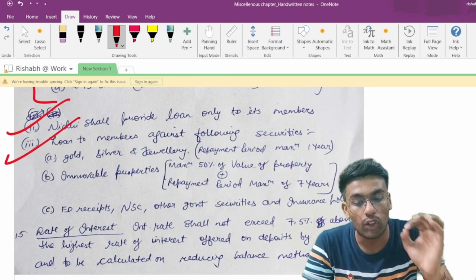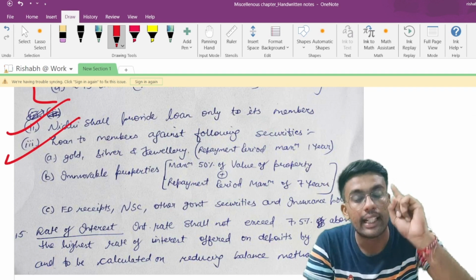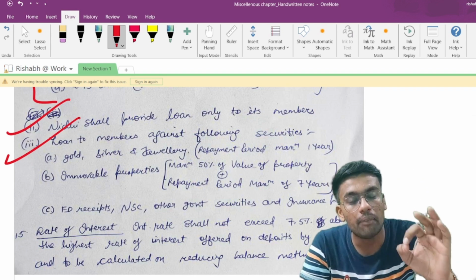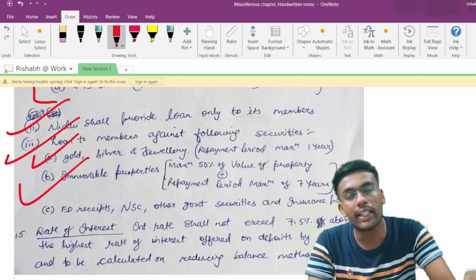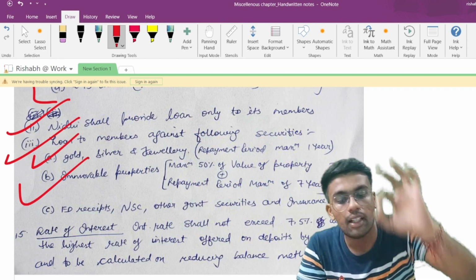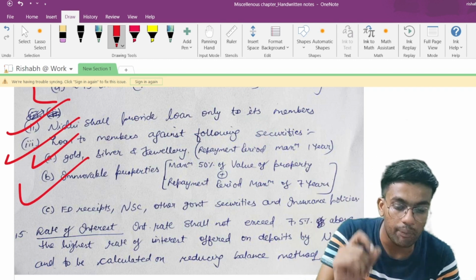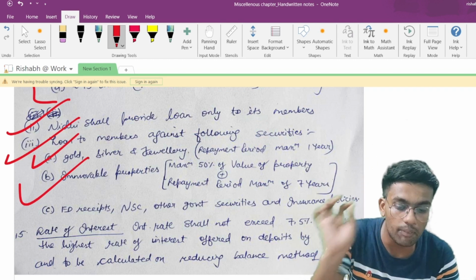Loan to members against the following securities. मतलब loan can be provided against gold, silver or jewelry. Repayment period maximum will be 1 year in gold, silver and jewelry cases. Immovable property के against also loan is allowed, but maximum of 50% of the value of property, plus repayment period would be maximum of 7 years.